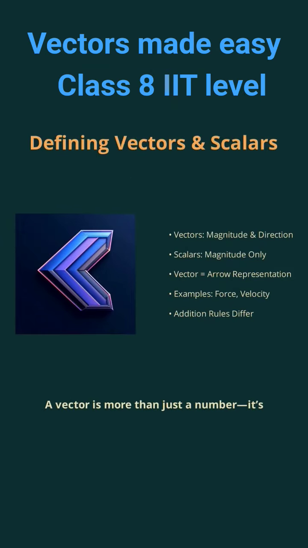A vector is more than just a number, it's a quantity that has both magnitude and direction. Think of displacement, velocity, or force. Each needs to specify not only how much but also which way. Graphically, vectors are shown as arrows where the length represents magnitude and the arrowhead points in the direction. In contrast, scalars like mass, time, or temperature only have magnitude.